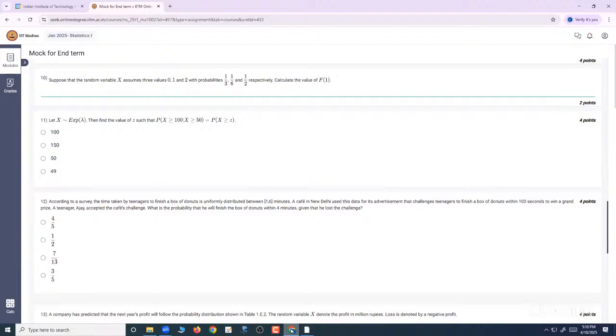Definitely. Okay. Now let X follow an exponential distribution with lambda as a parameter. Then find the value of z such that the probability of X greater than or equal to 100, given X is greater than or equal to 50, is equal to the probability that X is greater than or equal to z. So this is the equation that we have been given, right? So put the values, solve the equation and get the value of z.